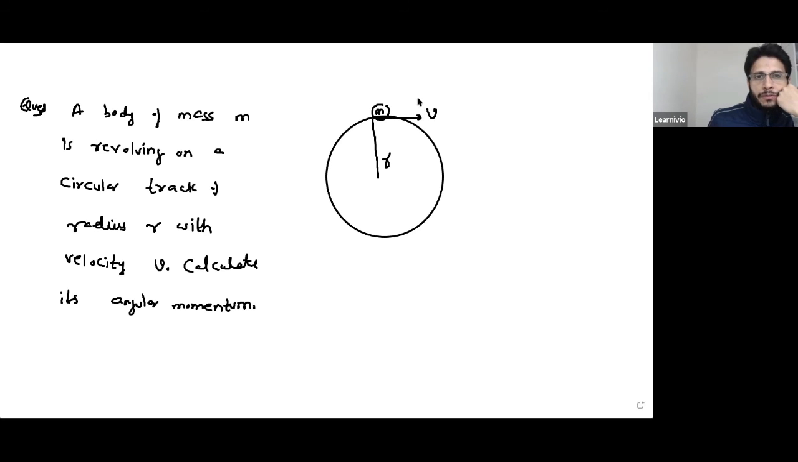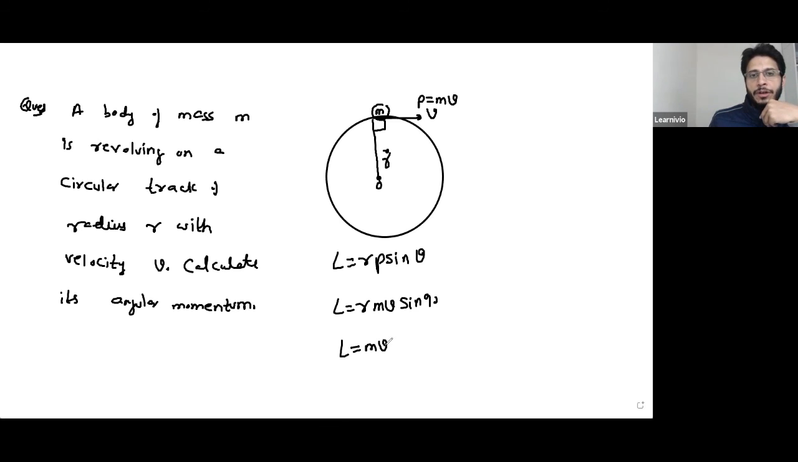Mass m, velocity v, so its momentum is mv, right? This is the position vector r. This is the origin. The axis is passing through the origin. The angle is 90 degrees. So L is rp sine theta. r is the radius of the circle, p is mv, and the angle between them is 90 degrees. So this is mvr. So if a body of mass m is revolving in a circle of radius r with a velocity v, then its angular momentum is mvr.